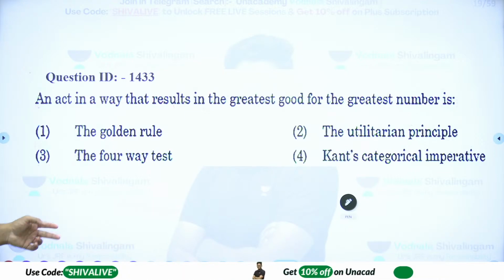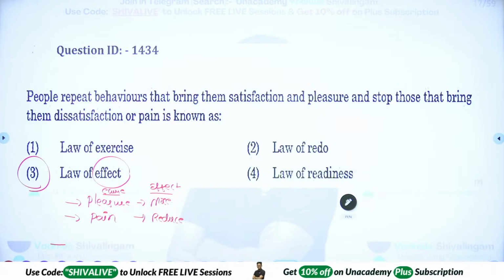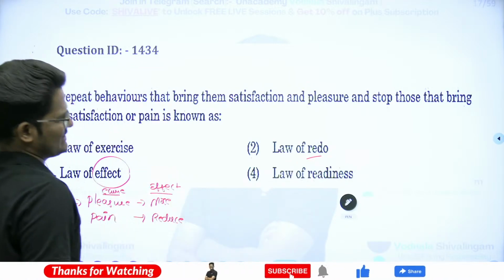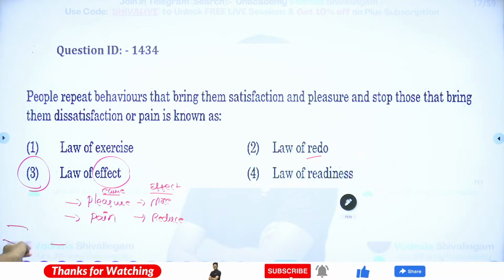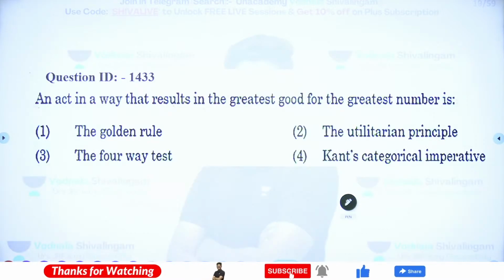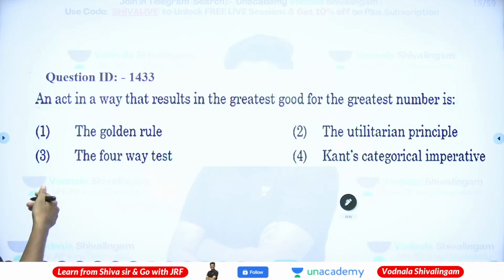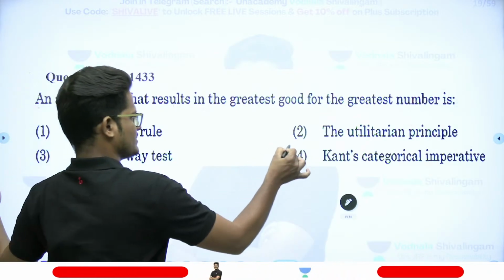Last question option: Law of Pareto. Law of Pareto is nothing to do with this; it is not related to management. So the answer for this question is: act in a way that results in the greatest good for the greatest number of people. So that is B, the utilitarian principle.